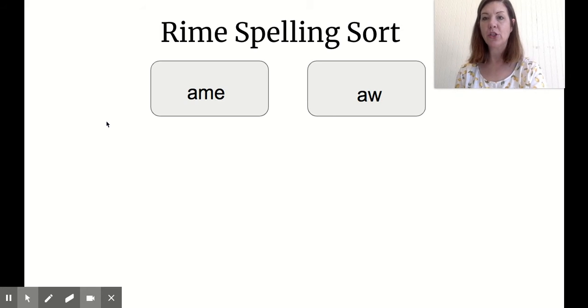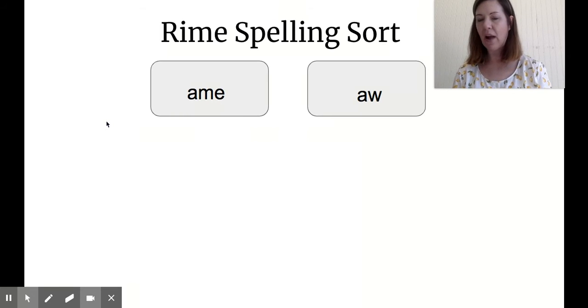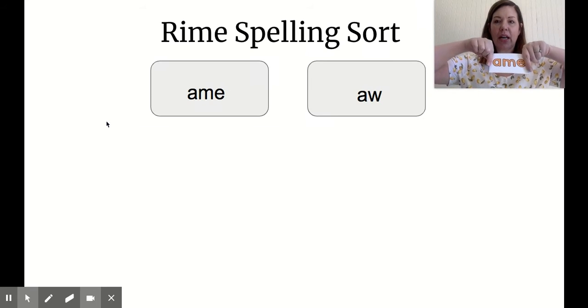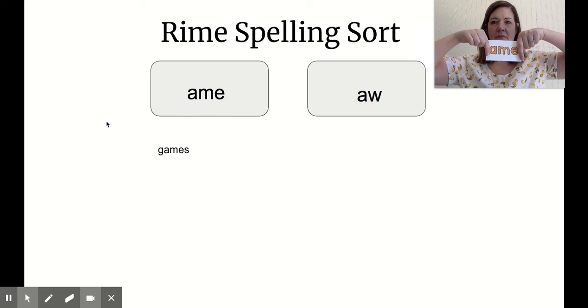Today we are going to spell words that have the aim rhyme or the awe rhyme. You'll write the correct word under the correct word part. So I'm going to say the word. The first word that we're going to write is games. We like to play games after dinner. So decide which word part you have. That's right, you have the aim part. And then you're going to write the word games. And when you're done, go ahead and check it.